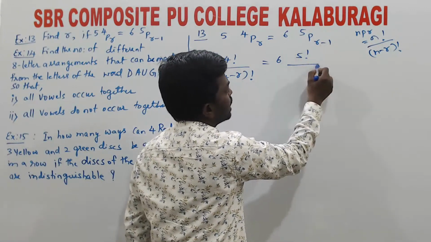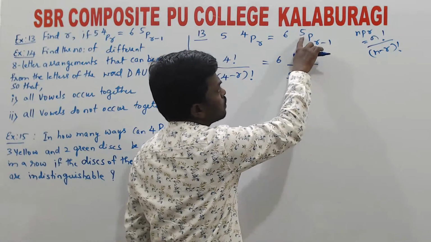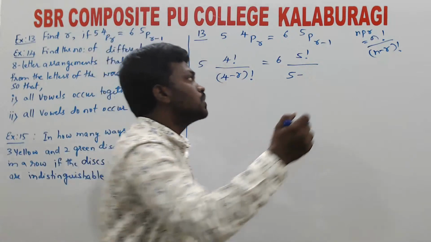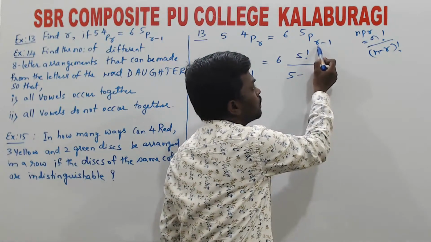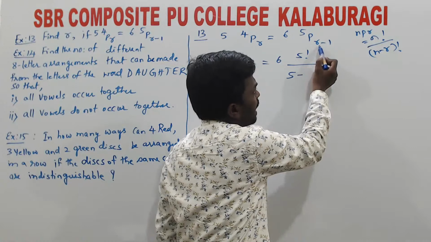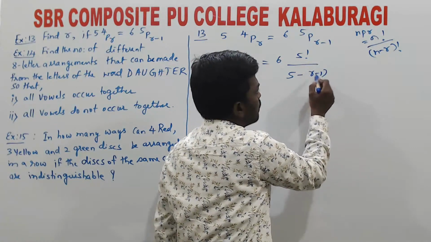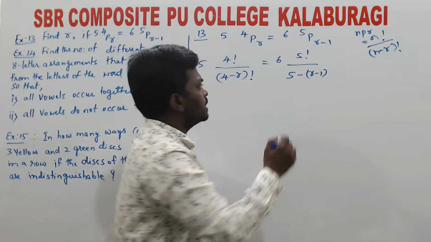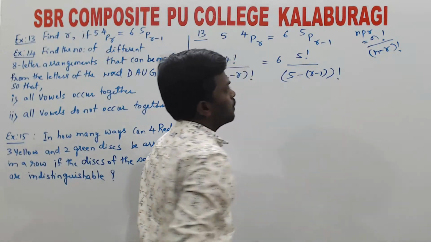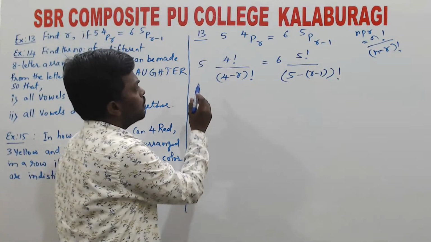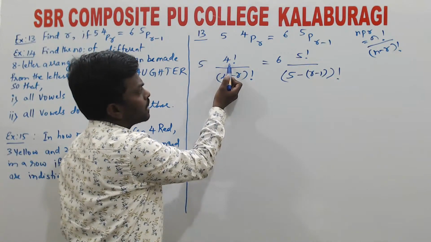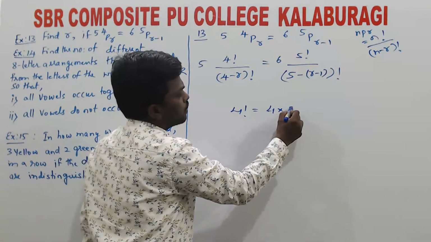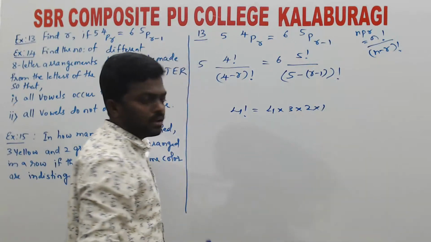So 5 factorial by (n minus r) factorial. What is n here? 5. And in place of r, in this particular problem, we have r minus 1. So whenever there is a minus, be careful, students. Add a bracket, it will be easier. Is that clear now? Now look here, this is our 4 factorial, and 4 factorial is nothing but 4 into 3 into 2 into 1, right, students?